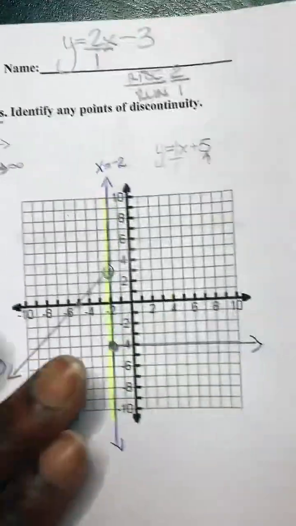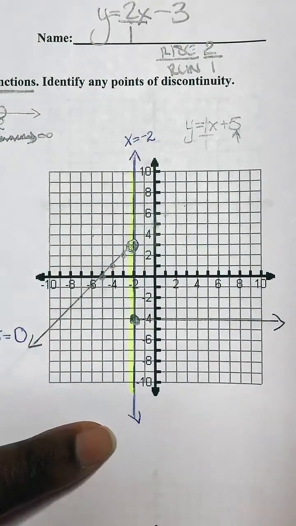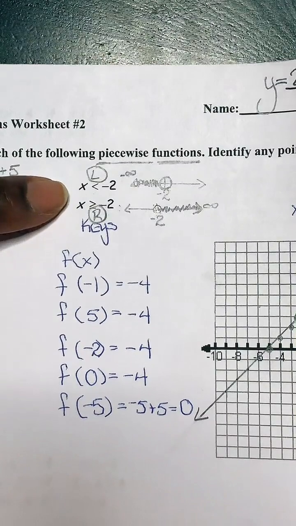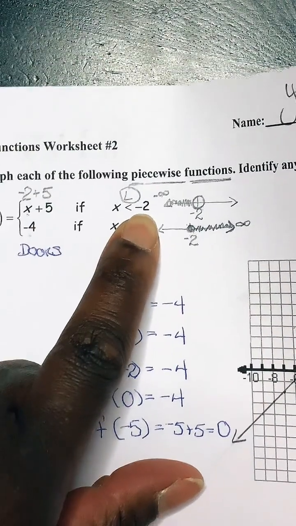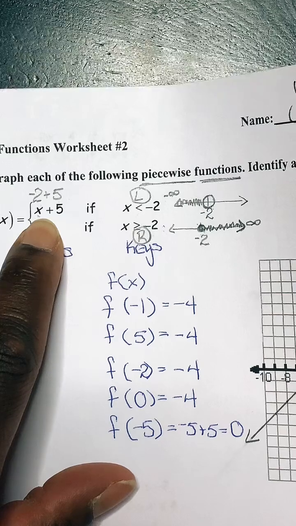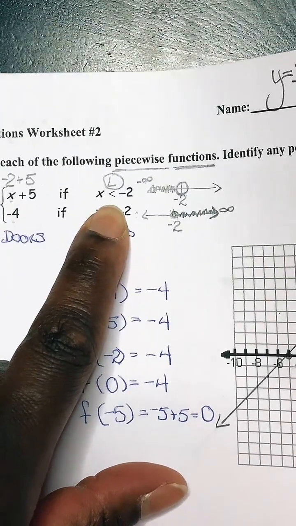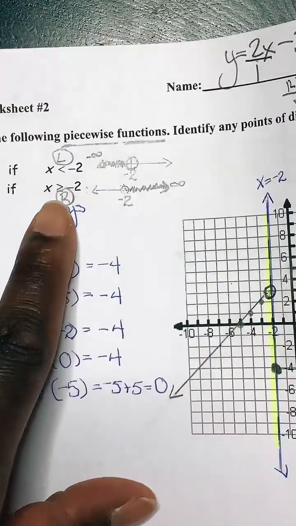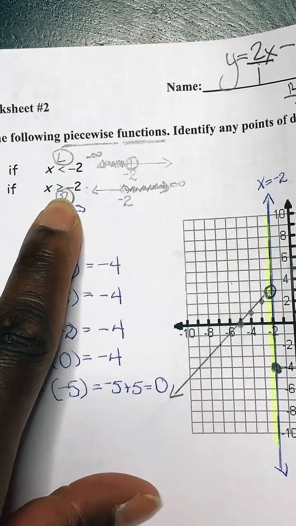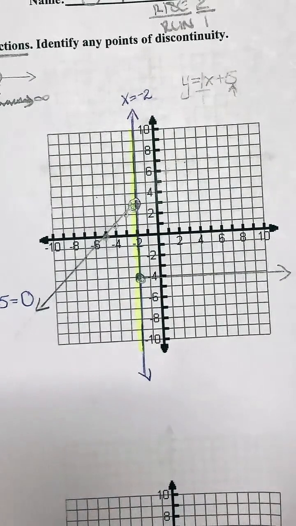So now this is how you graph a piecewise function. You have your boundary line, and your boundary line comes from the inequality side. Then you use the number that we have, plug it into the expression, so we know where we're going to put our starting point. But remember, if it's just less than or just greater than, it's an open circle. If it's greater than or equal to or less than or equal to, it's a solid dot.